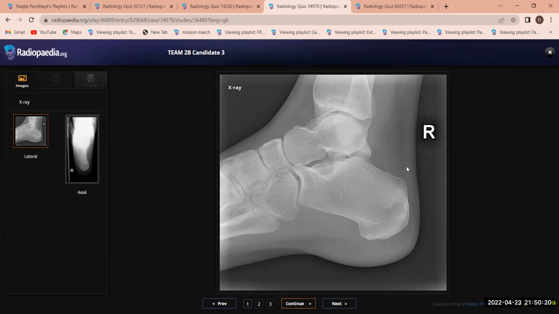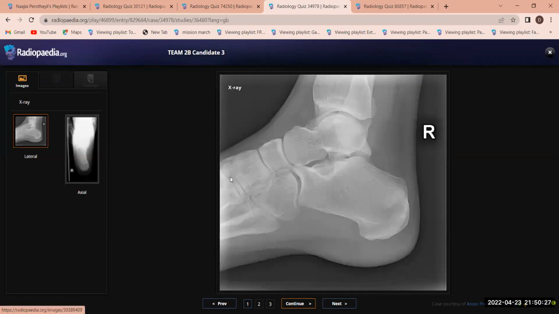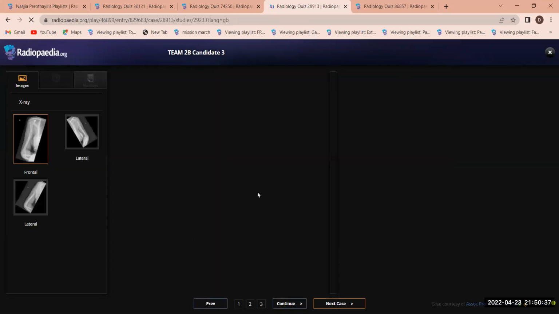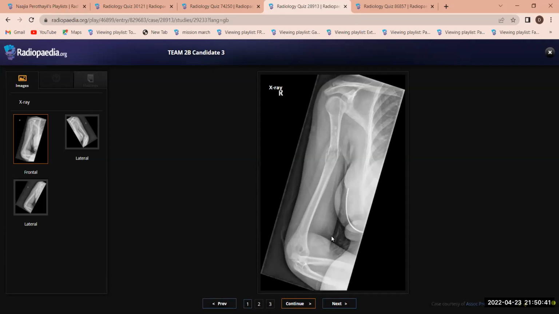So if we do not see it, and if you're not very confident, you can suggest an MRI because they can be occult on X-rays. But here we are seeing the sclerotic line. So this is a stress fracture that was well picked up. In this case we suggest an orthopedic referral, because they'll have to rest. Basically, rest is all they do.